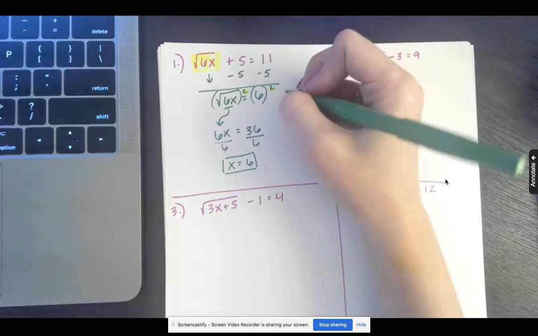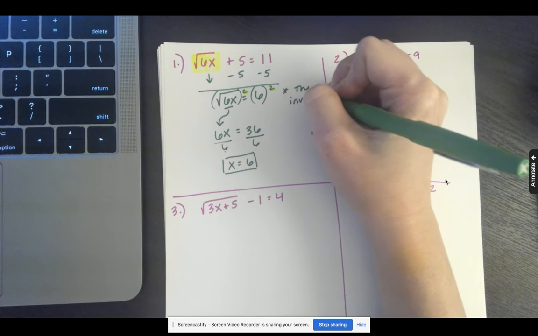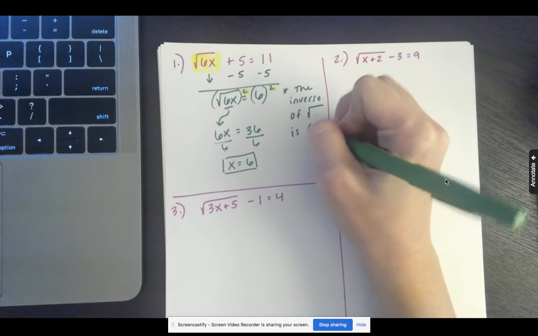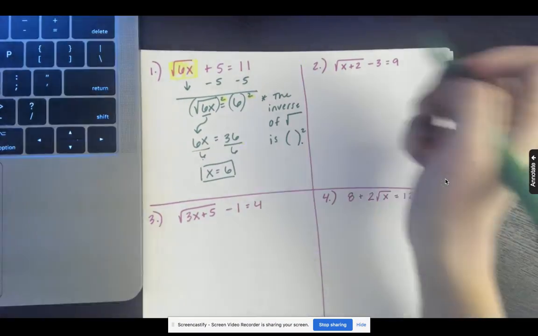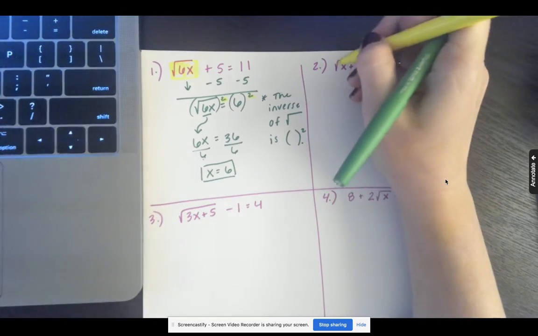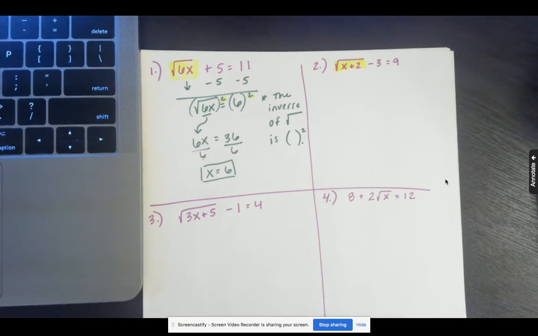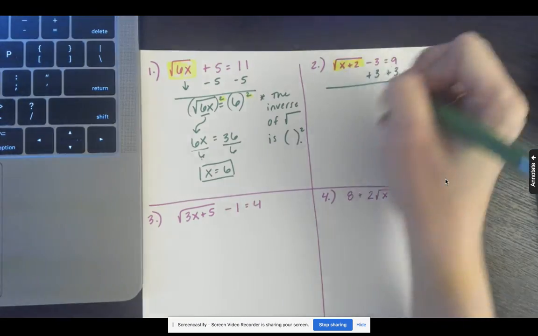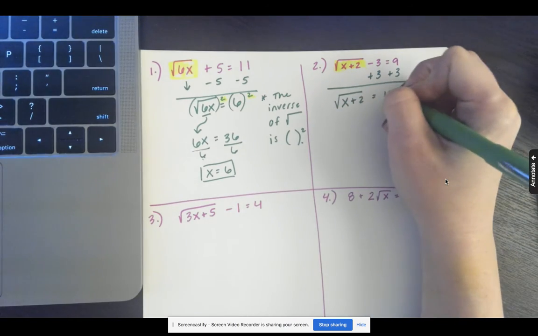Okay, so key thing to remember is that the inverse of the radical sign is when you square. Okay. All right, and then in this example, I want to get the square root of x plus 2 by itself. So I need to add 3 to both sides. So I'm left with the square root of x plus 2 equals 12.